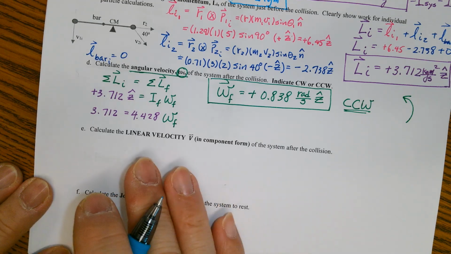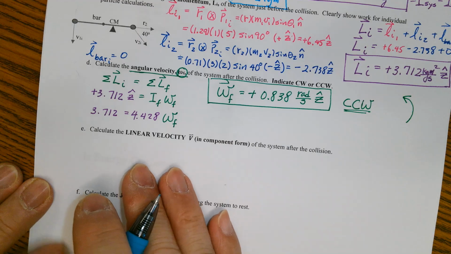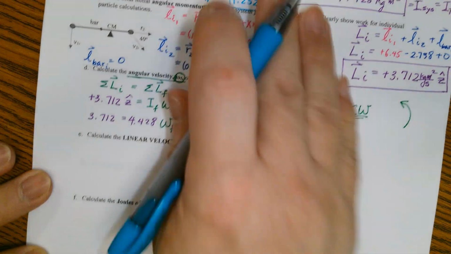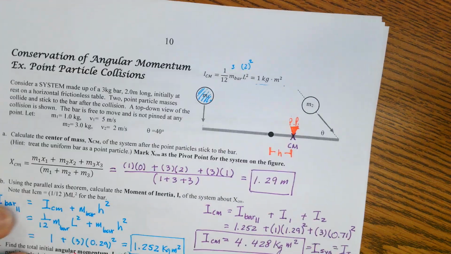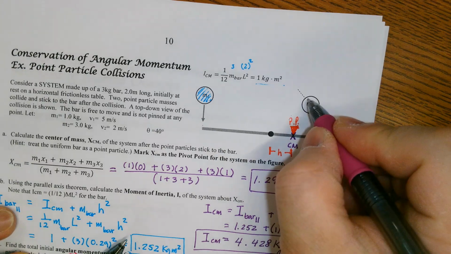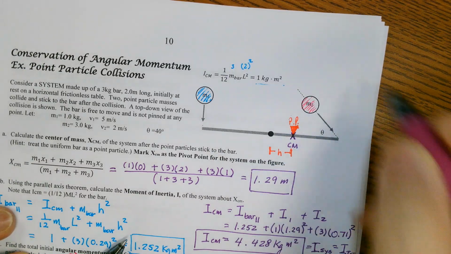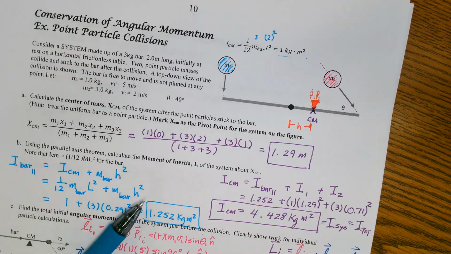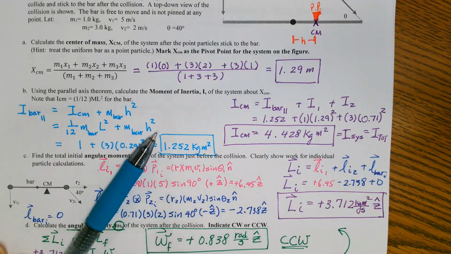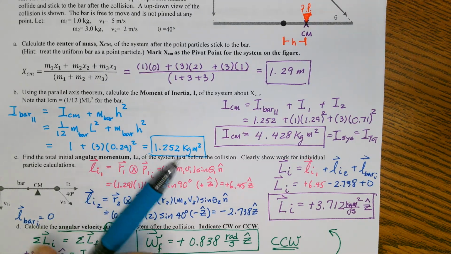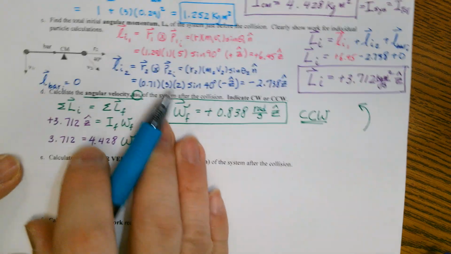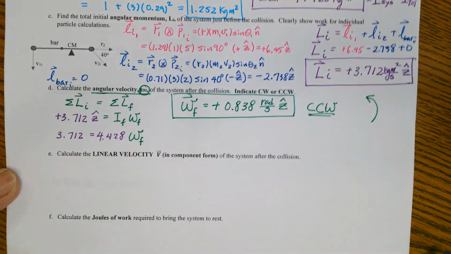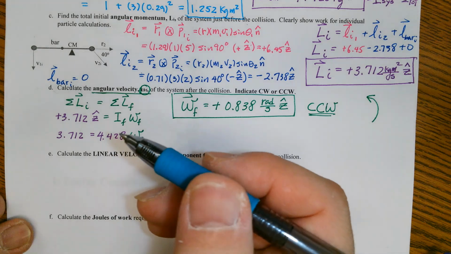Let's do different colors for different things. I'm going to do mass 1 as blue, mass 2 as pink, and mass bar as purple. But the bar's not going to have any initial linear momentum.